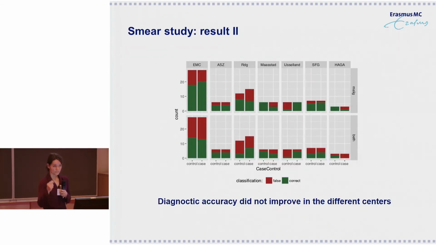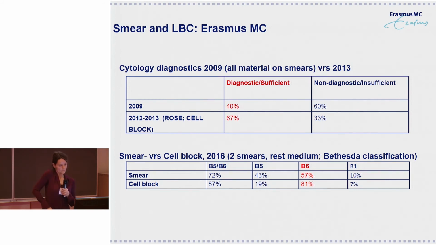The exact numbers, I don't know yet. I know that we did not improve the accuracy by smear. Before and after the training, there was no difference. These are results in different centers, and there is no improvement in any of the centers. So the smears do not help.